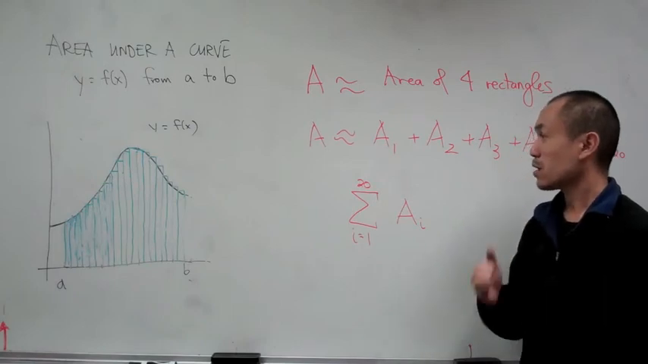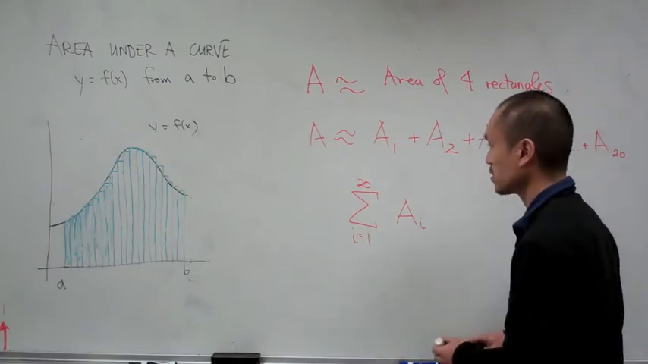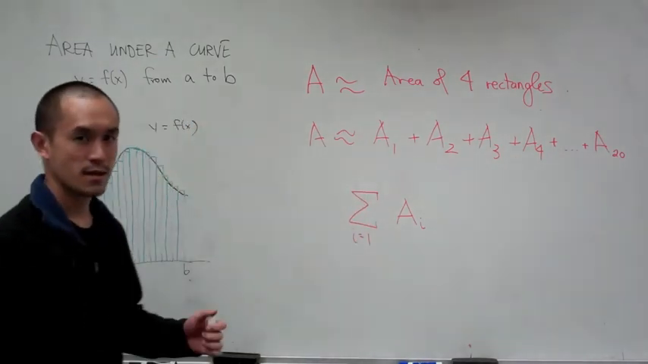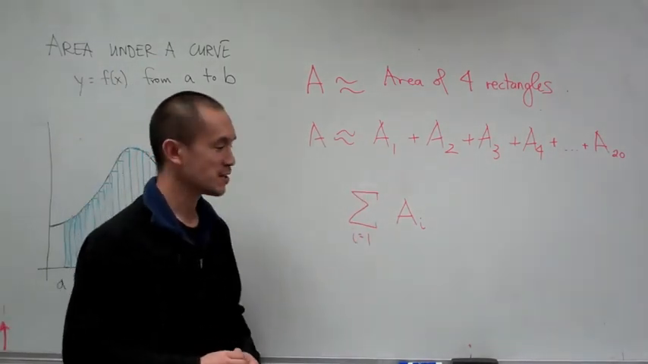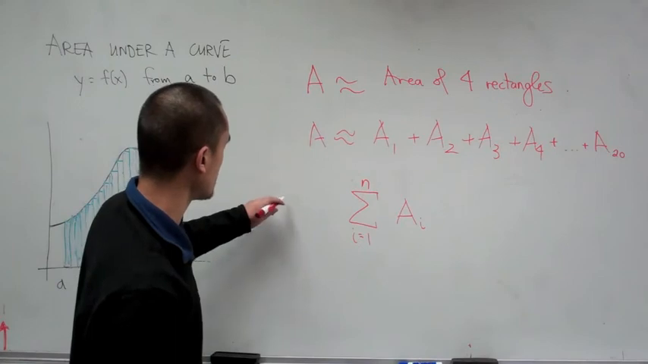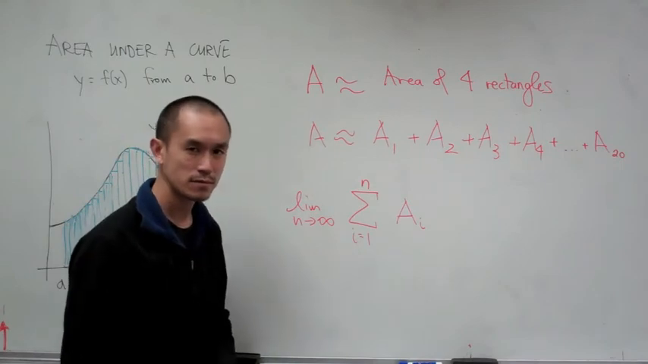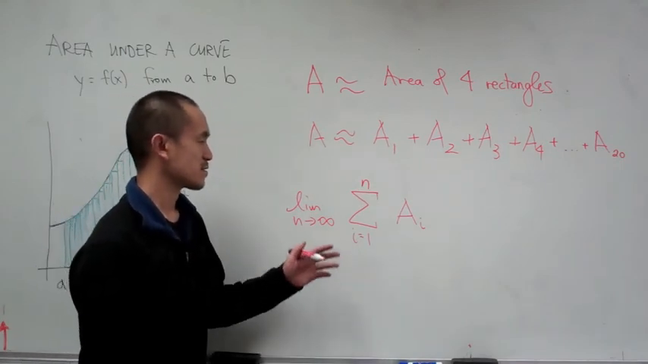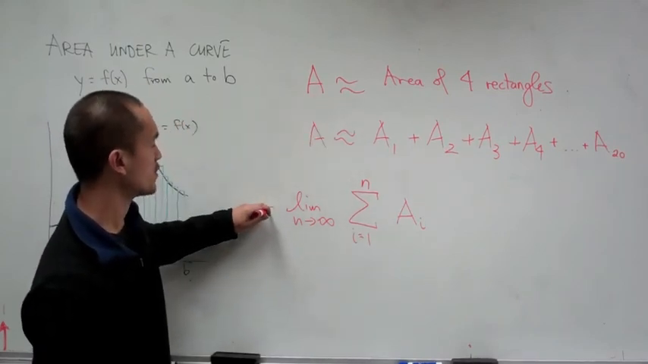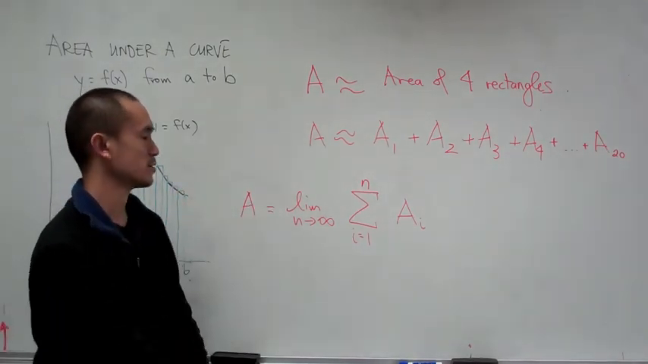So what I can say now is, look, if I want a better approximation, I shouldn't just stop with 20, I shouldn't even stop with a million. You have the power of calculus. So I'm going to make it go from 1 to some arbitrary number of rectangles n, but I'm going to take the limit as n goes to infinity. This scenario will actually give you, not an approximation anymore, this scenario will give you the true area. Because the amount of error is going to shrink to zero as n goes to infinity.